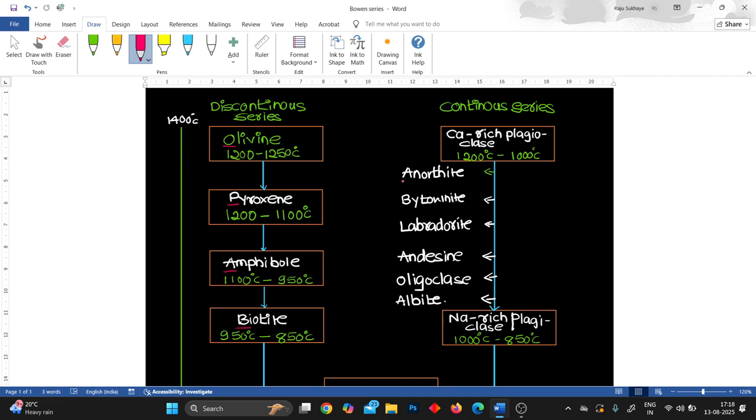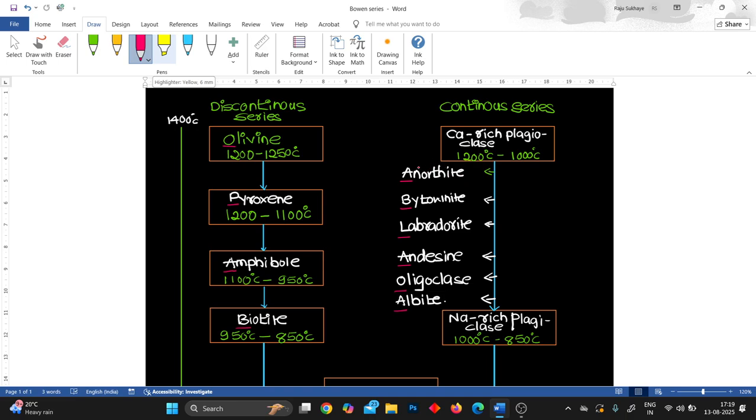So here, what can I make the mnemonic as? I'll be using the first alphabets: A, B, L, A, O and A again. What can I make out of this? Unoccupied land area outside America. So unoccupied for anorthite, land for labradorite, area for andesine, outside for oligoclase, America for albite. That will give me a sequential way in which the minerals are going to get formed in the continuous series. So it is very easy for me to understand.